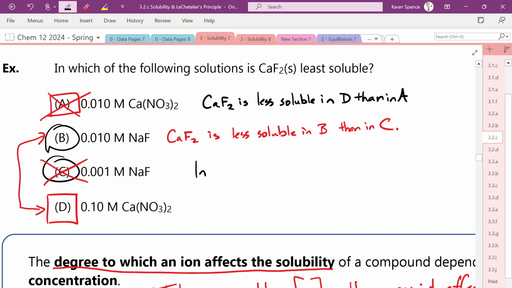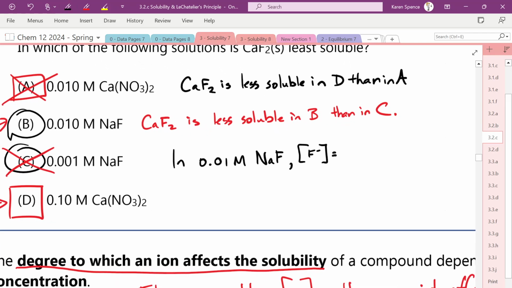So let's start with the NaF. In 0.01 molar NaF, the concentration of fluoride is equal to what? This is not a hard question. 0.01 molar. Now, what we're trying to do is add calcium fluoride to that solution that already has F in it.